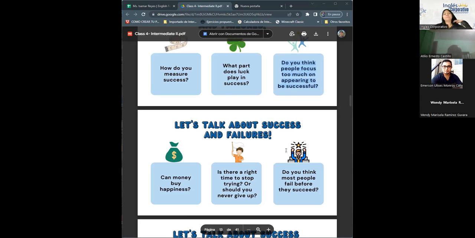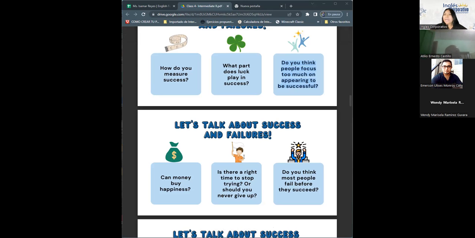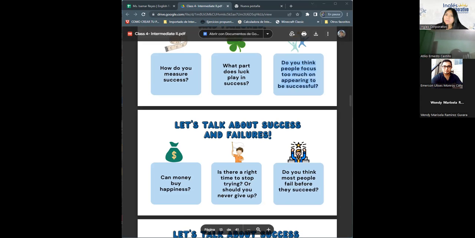Can money buy happiness? I agree with what you say, Emerson. But let me ask you something, okay? Atilio, can money buy happiness, yes or no? No. No, okay, but let me ask you, this is just an example. Let's say that you don't have any money to buy food. Are you going to feel happy or sad?